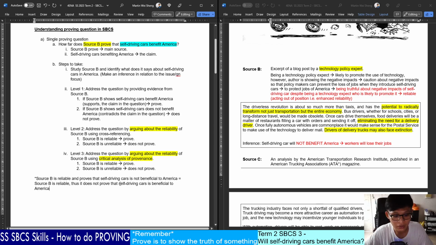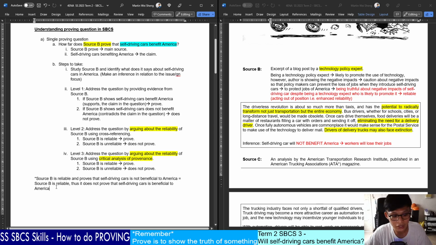Because the statement over here is about it being beneficial, but the source is showing that self-driving car is not beneficial. So you have to change the phrasing of the statement to ensure that you do not contradict yourself. I know this part is a bit confusing. Basically what you need to know is you have to remember these two rules, and then change the statement accordingly. This only applies to your CAP level, when you're doing the reliability. You have to change the statement accordingly in order to not contradict yourself.